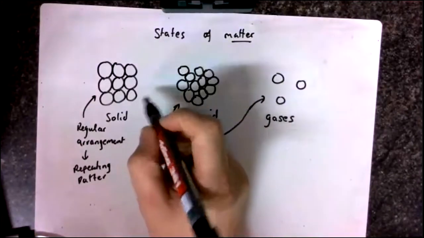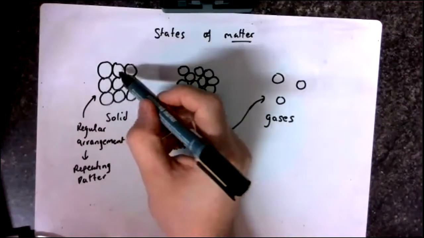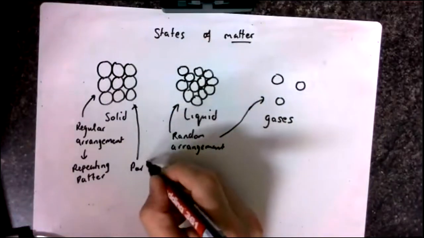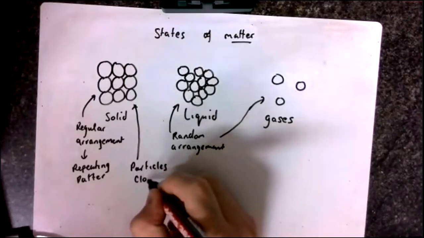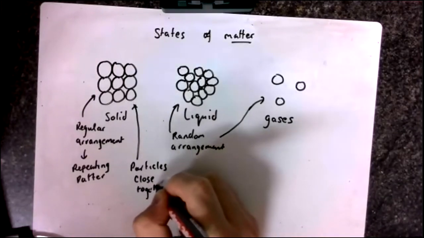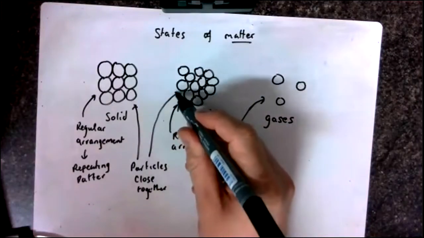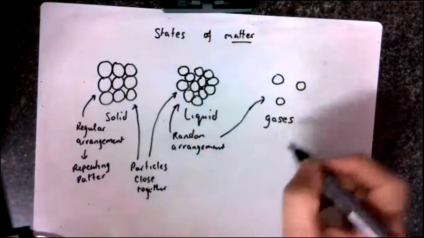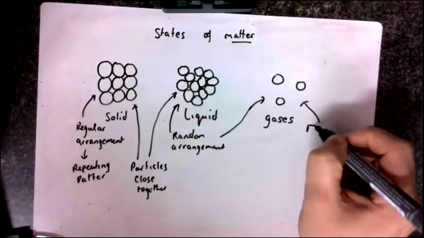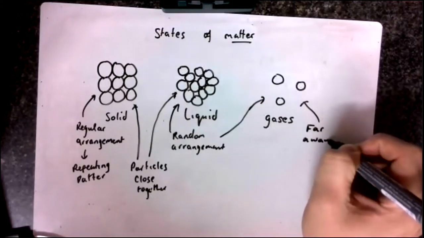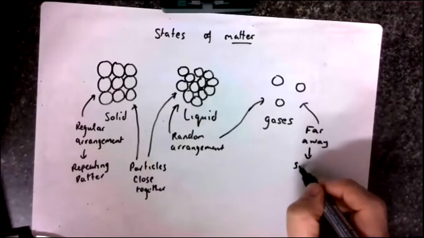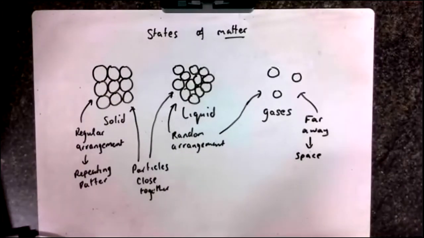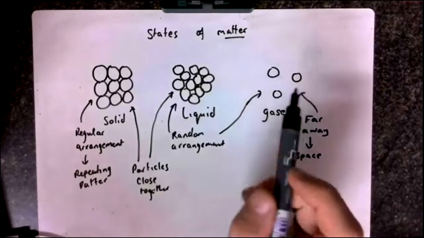Now, another thing that we'll notice is if we take a look at the solids, particles are very close together, okay? So particles are close together. This is also true in a liquid, although they are not quite as close, and not arranged with a repeating pattern. In gases, particles are far away. Lots of space between them. And what is this space? Well, we already know that this is just completely empty space. Okay, so it's not air, it's not any particular material, it's just empty space.